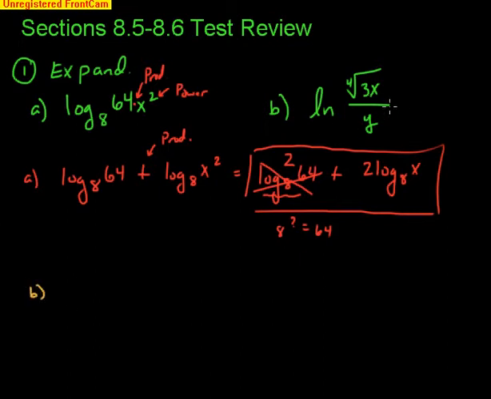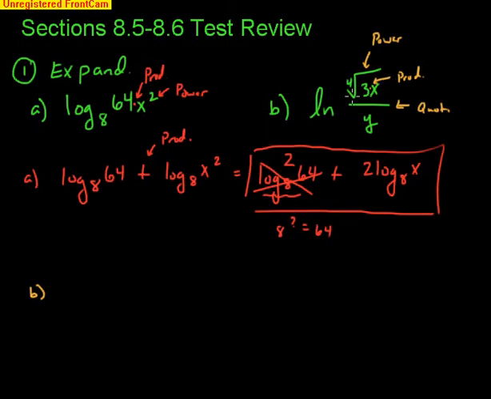The second one, let's expand this. I see a couple things. First of all, I see this radical. That's going to be a power, and that's what I'm going to do first. Then I see 3 times x. I see a product inside there, and then I see a division sign. That is a quotient. So all three rules are involved here.